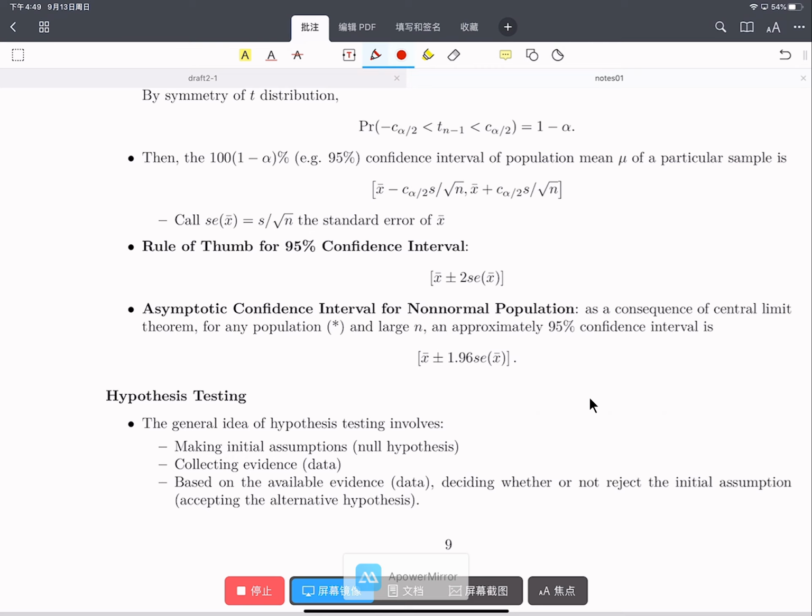If it's very unlikely to be correct, say the probability that your initial guess is correct is less than, say, 5% or 1%, then you reject the null hypothesis. You reject your initial assumption and accept the alternative hypothesis, say the average wage is higher than 1,000. So this is basically the idea of hypothesis testing.